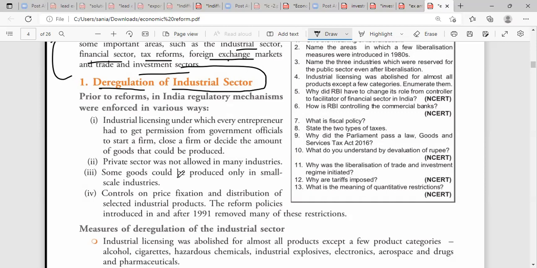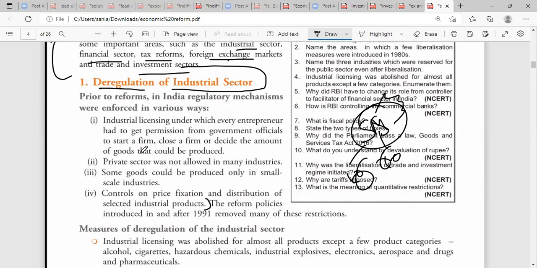Third, some goods could only be produced in small scale industry. We discussed this, that few goods were reserved for small scale industry, so that these are the products which only small scale industries will be producing. Next, control on price fixation and distribution of selected industrial products. The reform of 1991 removed many of these restrictions.